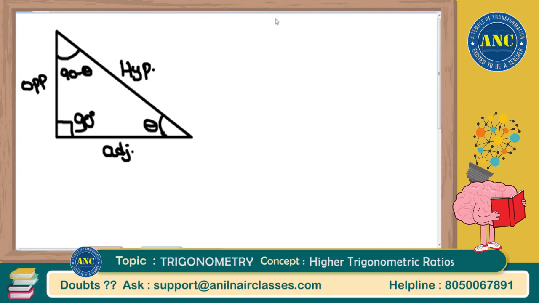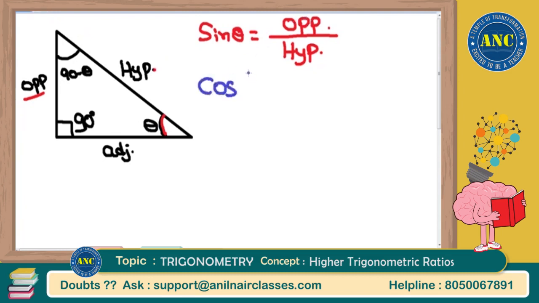Suppose I apply sin theta for this. What is sin theta? The sin theta definition is: opposite to angle theta is the opposite side, so it is opposite divided by hypotenuse. Now listen carefully. If I apply cos of 90 minus theta, check it out, sir.